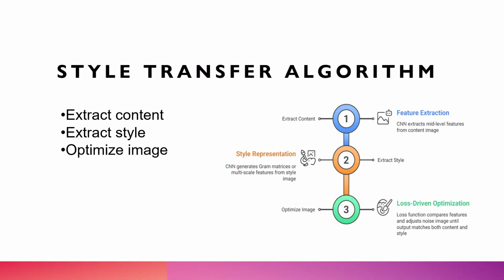Here is the overall pipeline of the style transfer algorithm. First, we pass the content image through VGG19 and extract content features from layer 4-2. Then we pass the style image and extract style using a Gram matrix from different layers. Then we start with a random white noise image and use gradient descent to update that image so that its content features match the content image and its style features match the style image. Over time, the noise slowly turns into a beautiful stylized image.